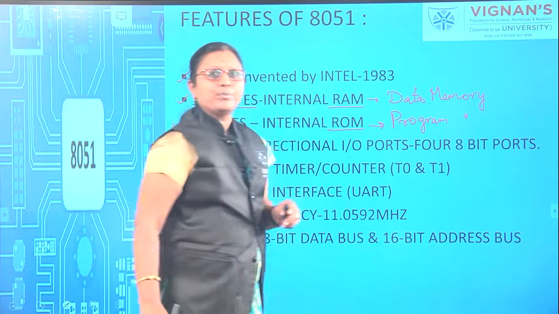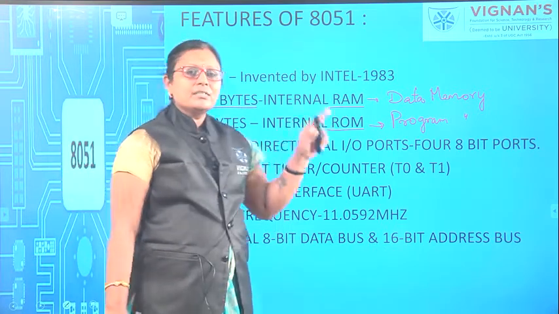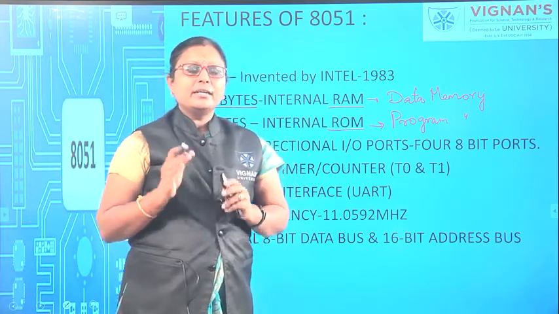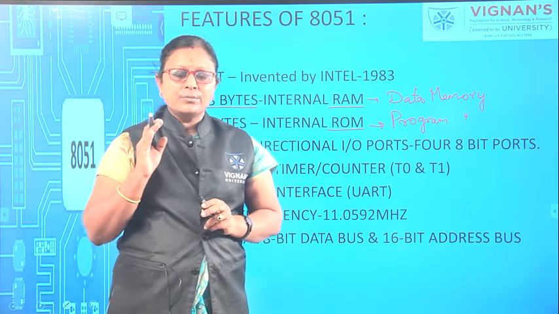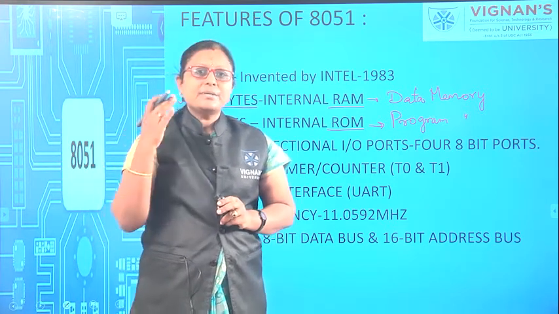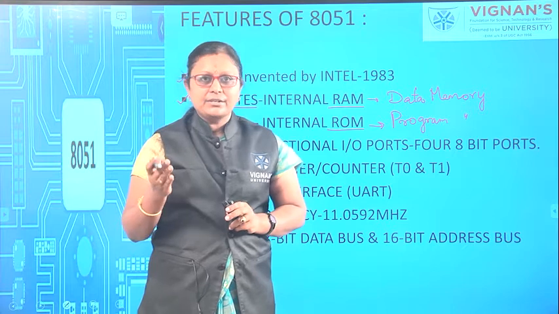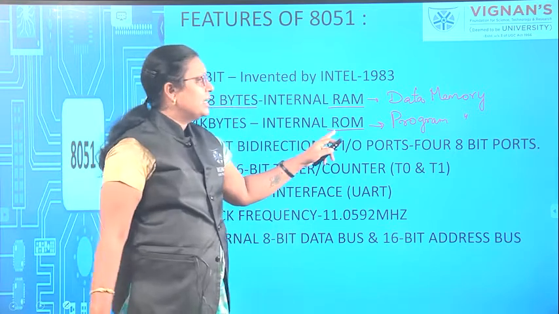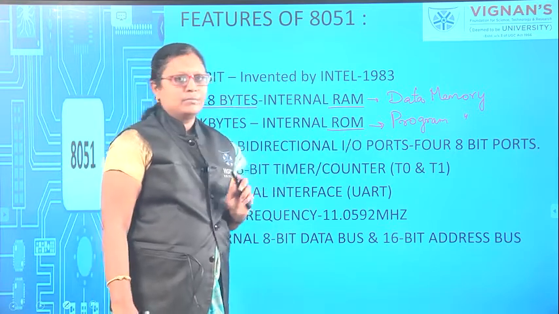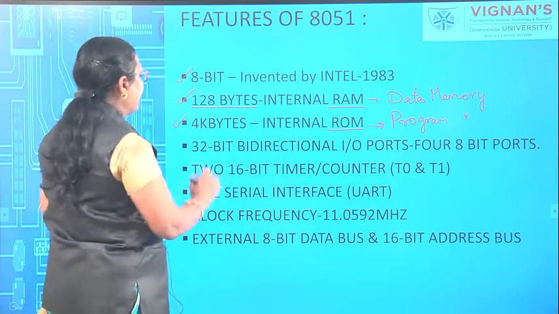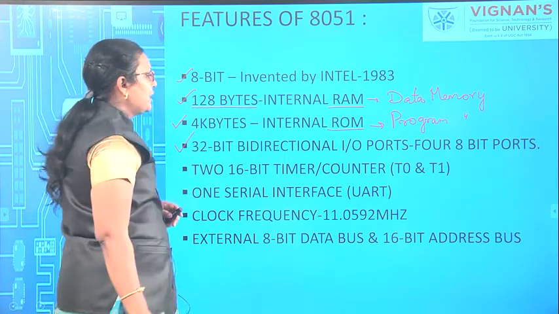This is used as a program memory over here. I told you already that in embedded systems, once your program has been loaded, that specific application cannot be changed, right? So that's why we are using read only memory as the program memory. Clear? So next, coming to the 32-bit bidirectional IO ports.